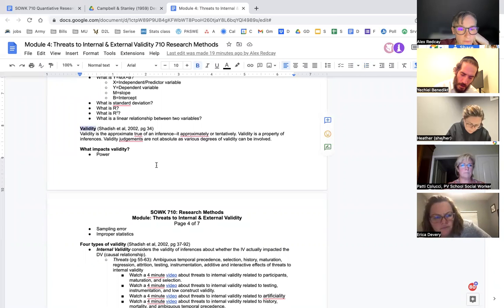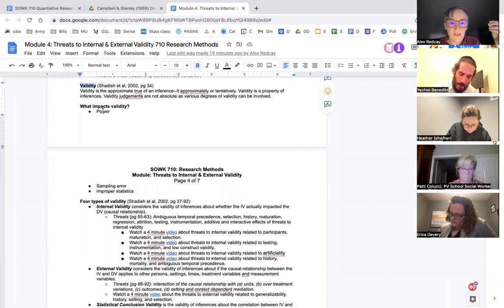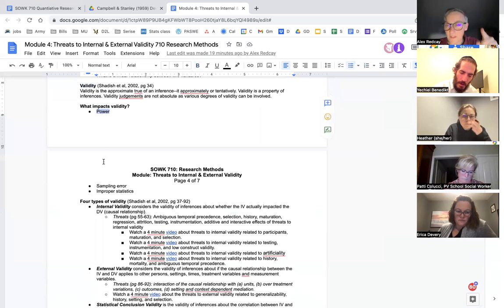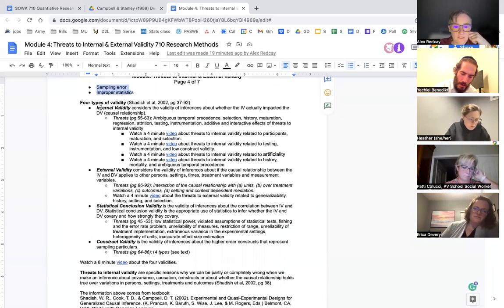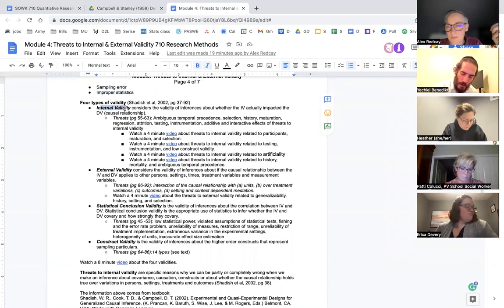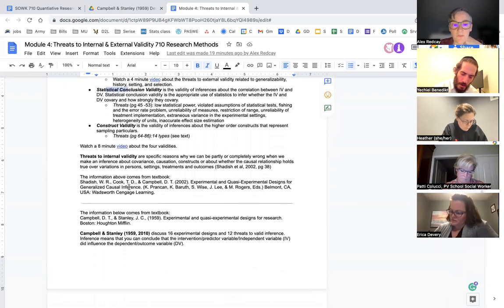Again, a little bit more about validity here. We did talk about statistical validity, and I said there's correlation coefficients and effect size. Well, this is power. They talk about power, sampling error, also doing the wrong statistics for the study. This is another version of the 4 types of validity: internal, external, statistical, conclusion, and construct. You can read more about what the different authors say.